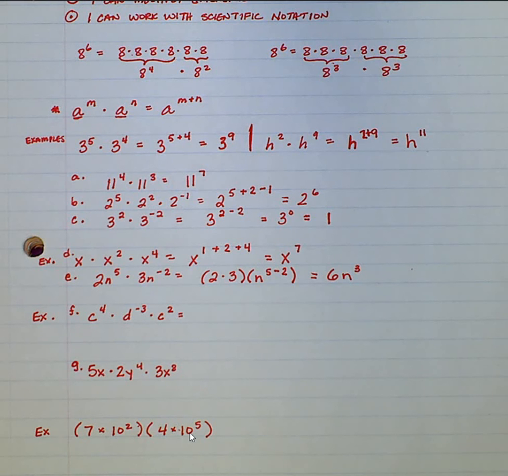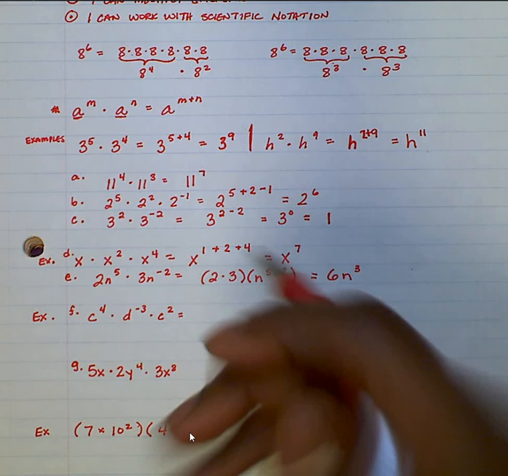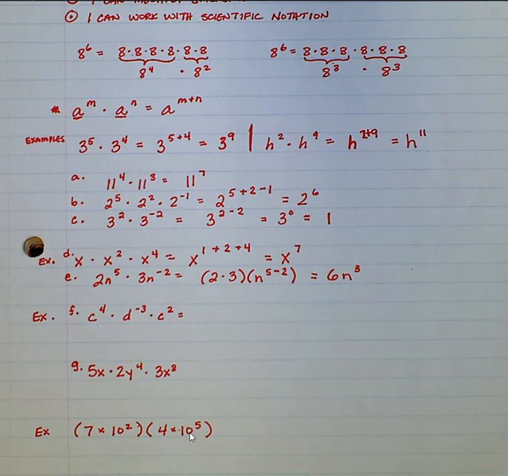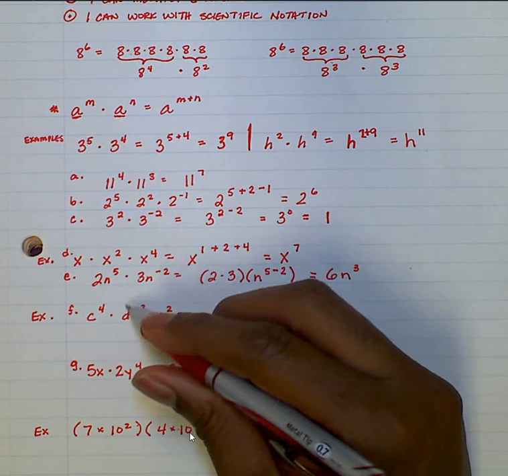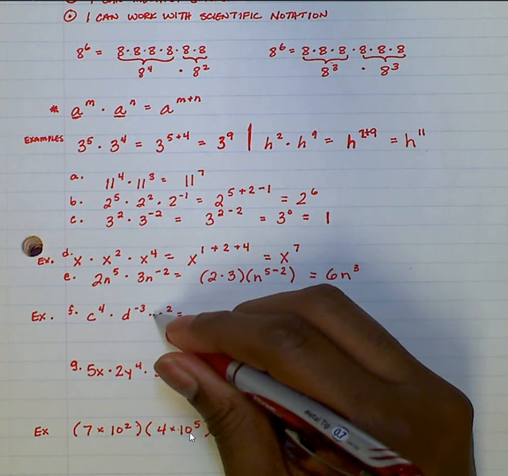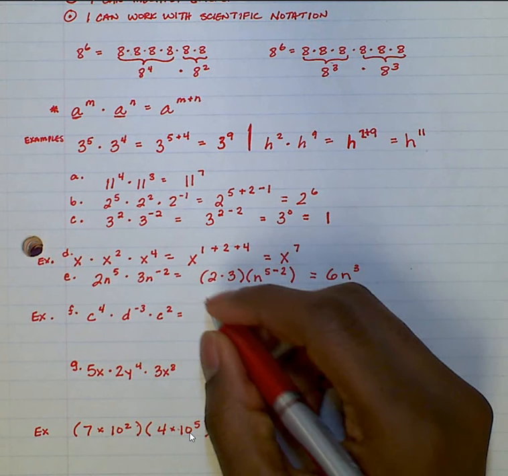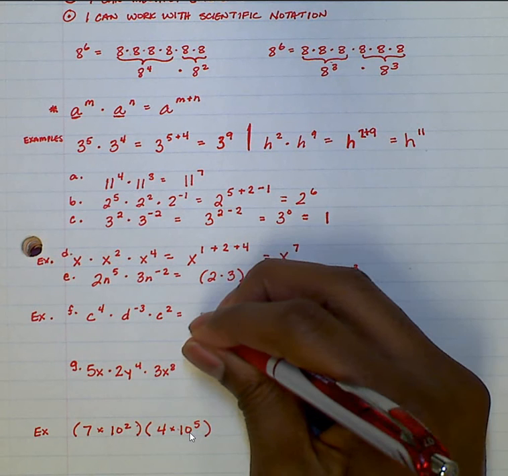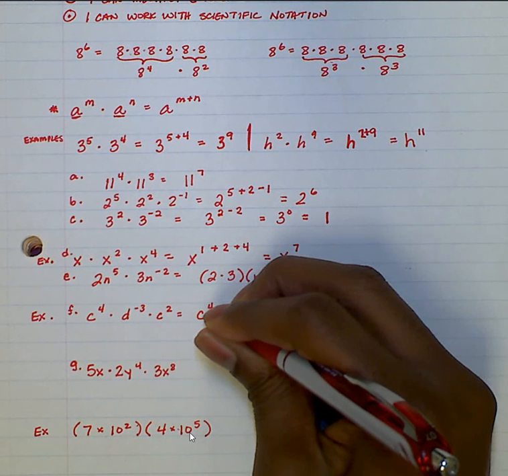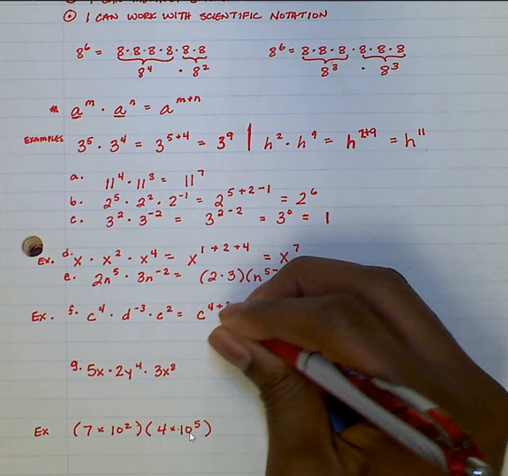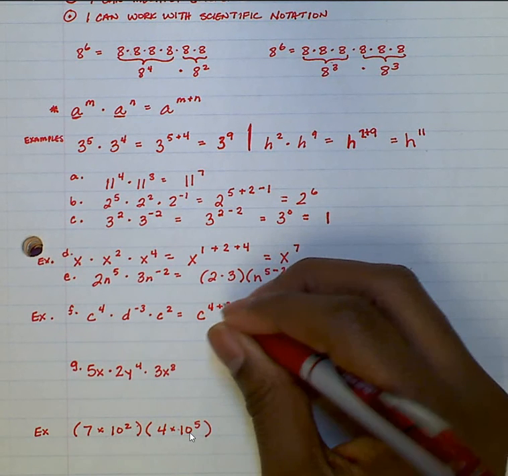Adding a little bit more to it now, we're looking at some different bases, some negative exponents, kind of putting all of our stuff together. We have c to the 4th times d to the negative 3rd times c squared. So I see that I can group my c's. I have c to the 4th, c squared, so I'm adding those two. And then I have d to the negative 3rd.